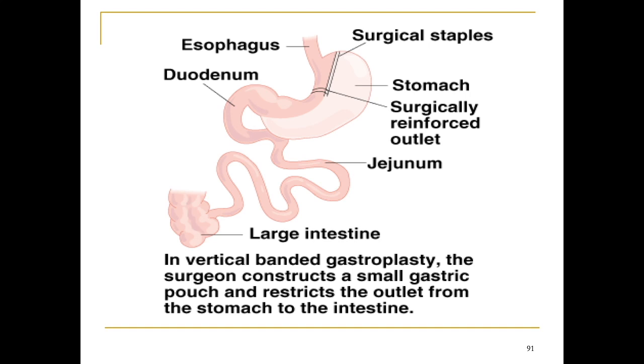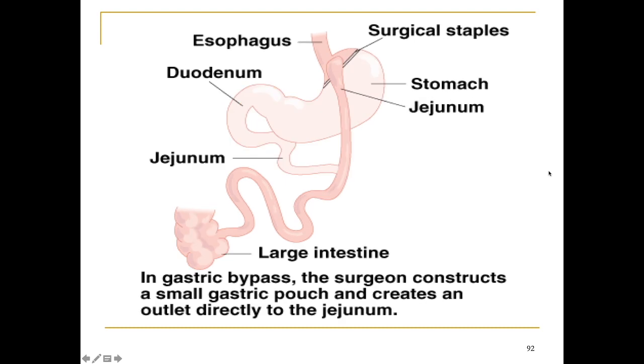Here's an up close of these processes. So we use surgical staples and a surgically reinforced outlet. This is vertically banded gastroplasty. The surgeon has the gastric pouch, and then most of the stomach is unused. Then in the gastric bypass, here they use surgical staples to section off most of the stomach, reattach the intestine here, and most of the upper intestine is unused except for the presence of the enzymes.